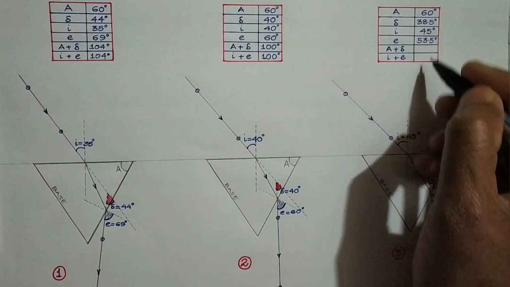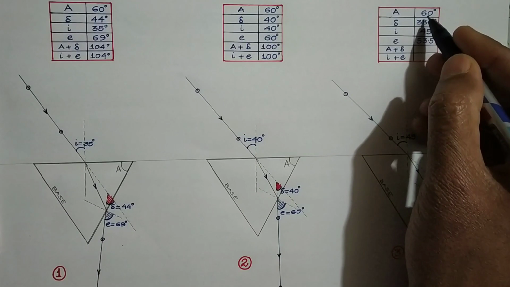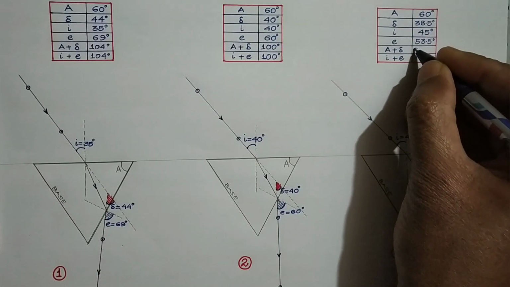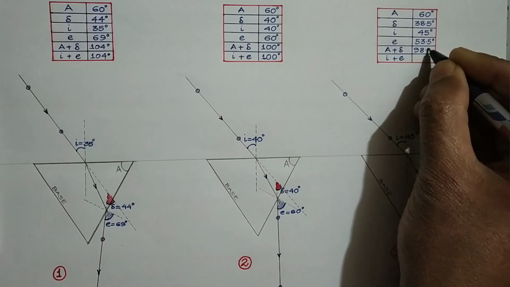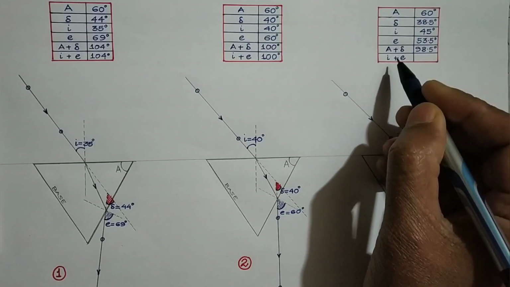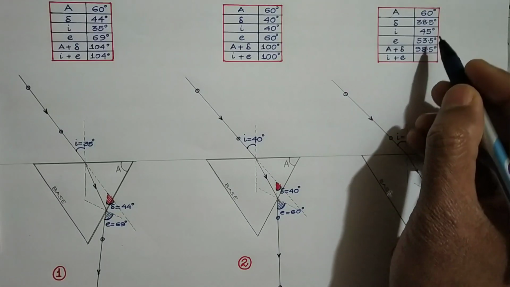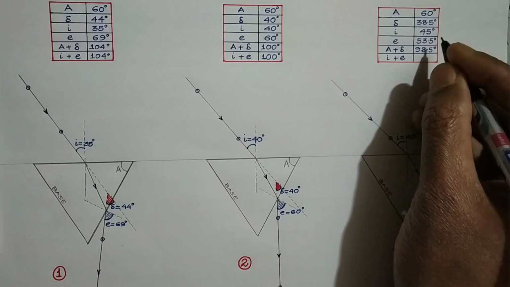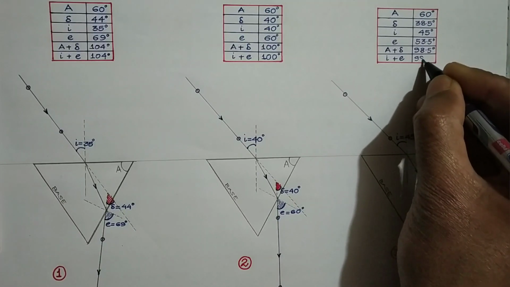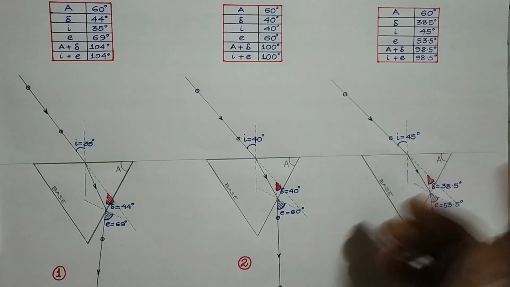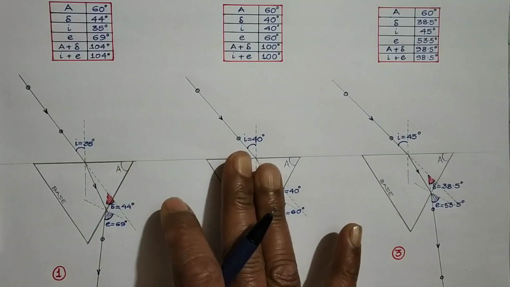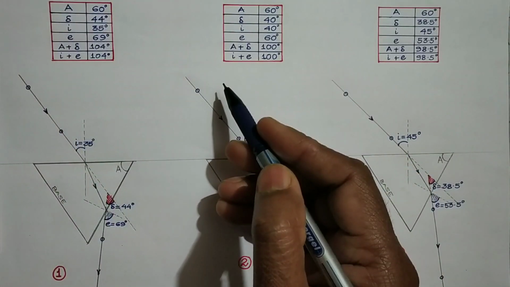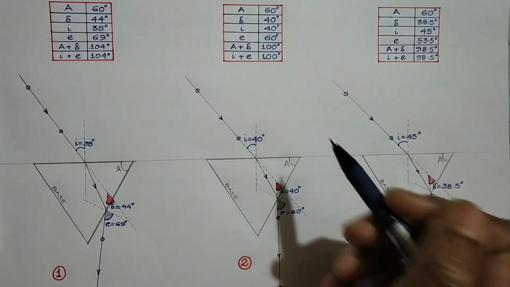Let's consider this third set of observation. A is 60, del is 38.5. So A plus del would be 98.5 degree. Now let's see the value of I plus E. I is 45 and E is 53.5. So it again comes out to be 98.5 degree. So students, it's verified for any angle of incidence for a given prism, this formula, which is A plus del is equal to I plus E, stands valid.